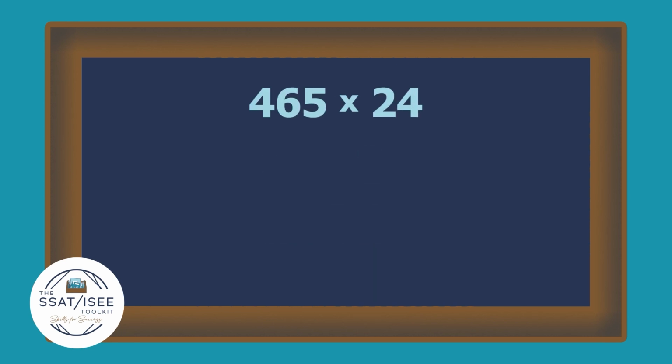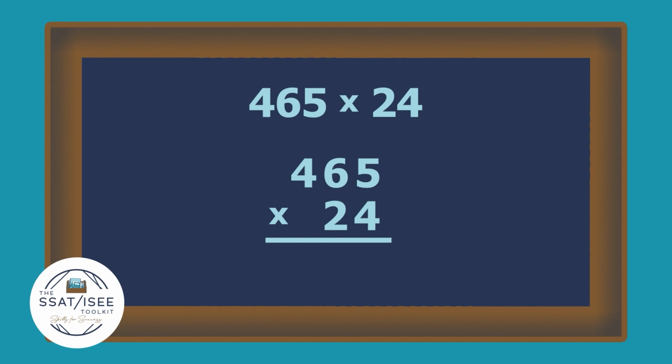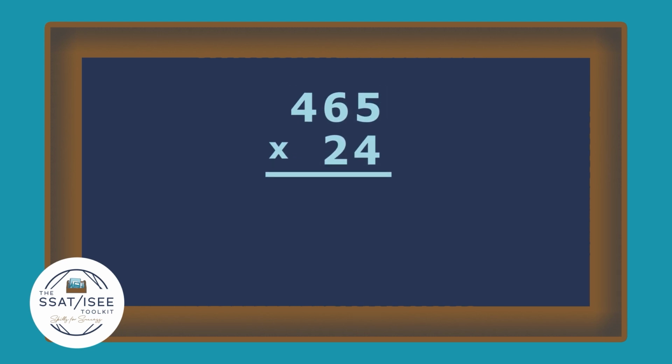When you have larger numbers to multiply, the process is the same, but there is one additional step. If you want to multiply 465 by 24, write the 465 on top with the 24 below, lined up with the 6 and the 5. Start with the same procedure.